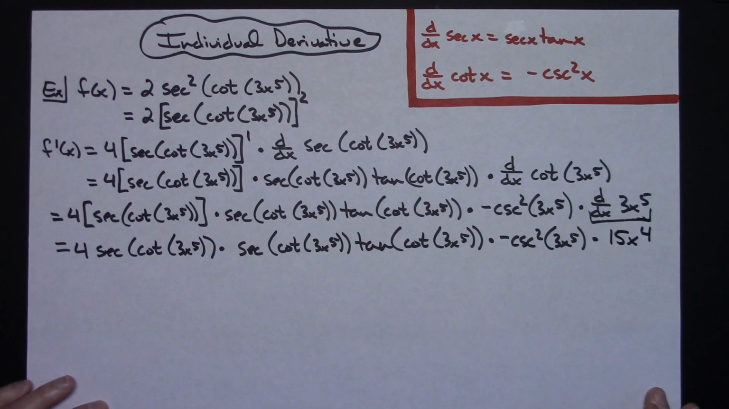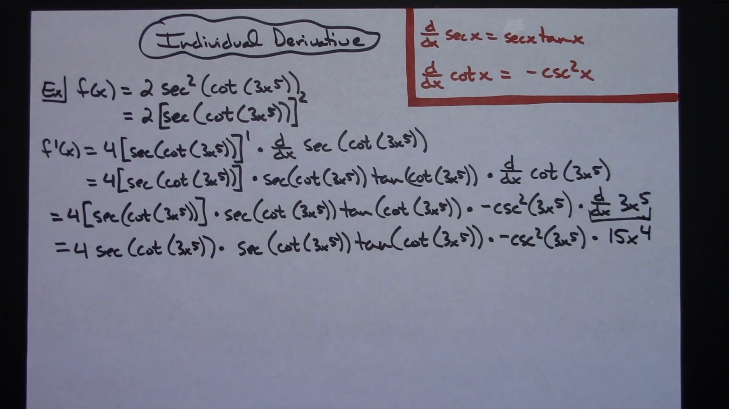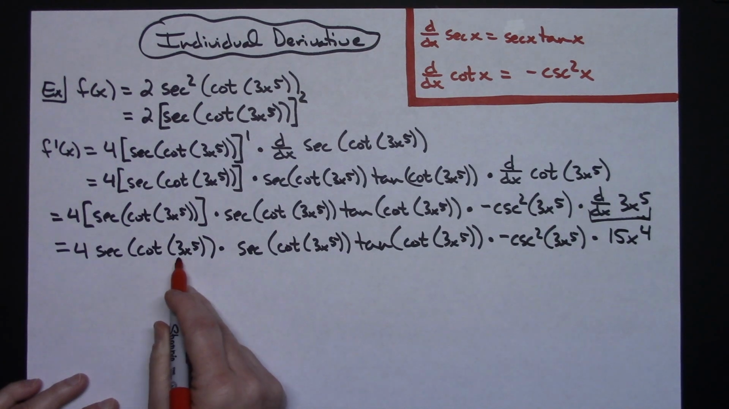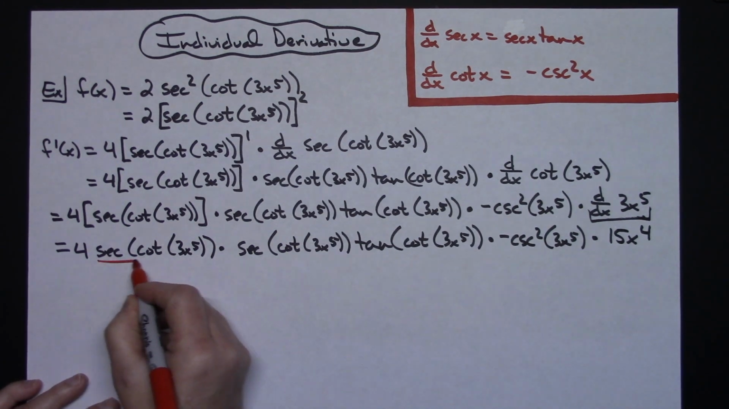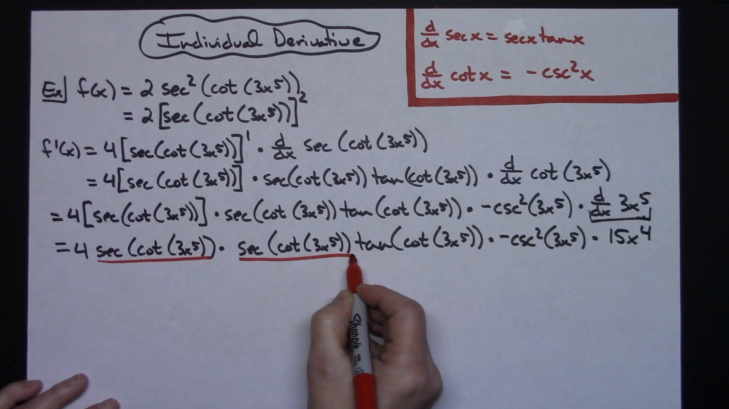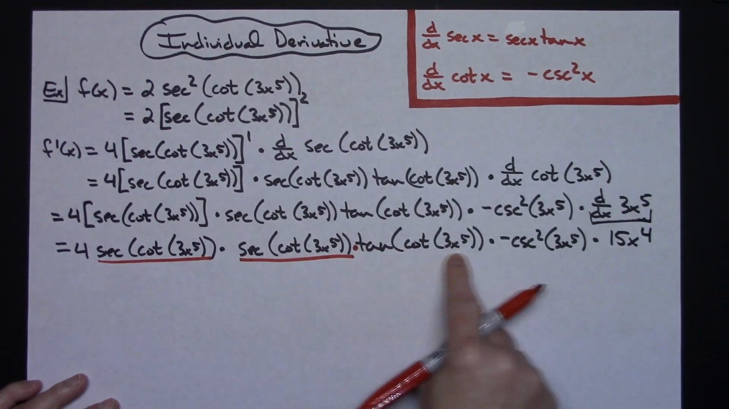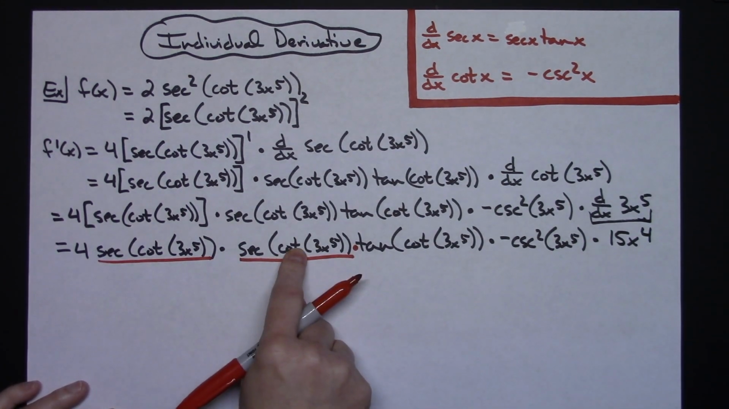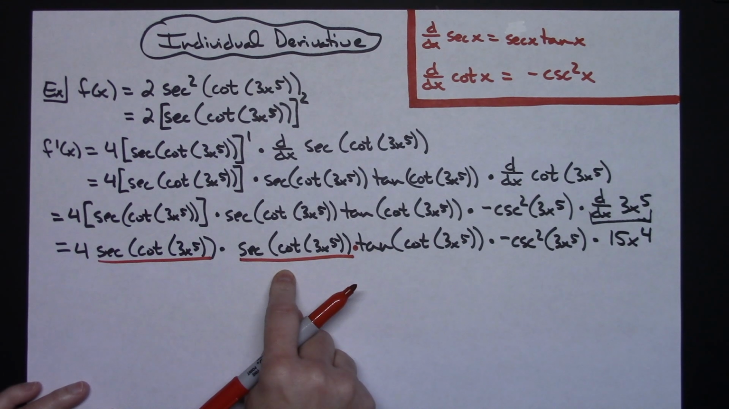Now at this point, I need to go through and see if I can combine some like terms, see if I can put anything together here. I've got a secant cotangent 3x to the fifth right here. I have a secant cotangent 3x to the fifth right here. Yes, it is being multiplied there by that tangent and that negative cosecant. I've got two of these terms, so I can write this to the second power.